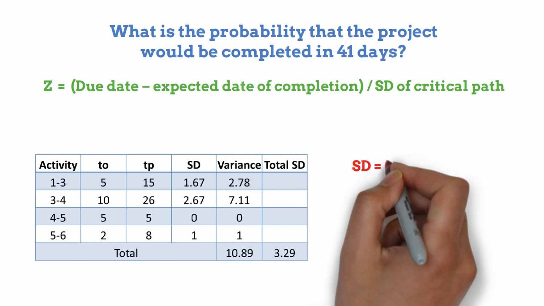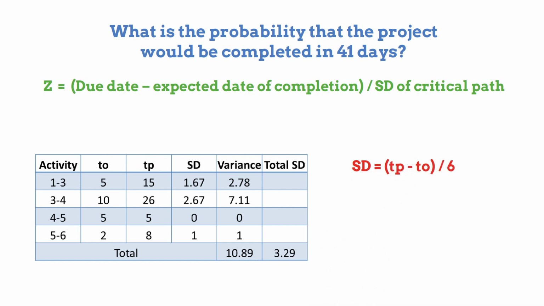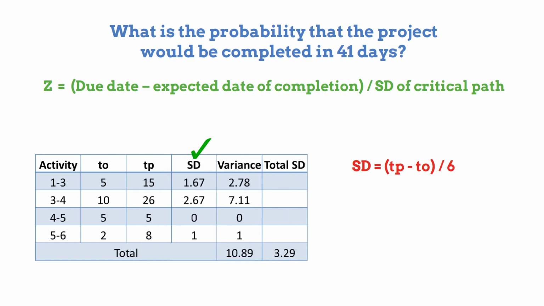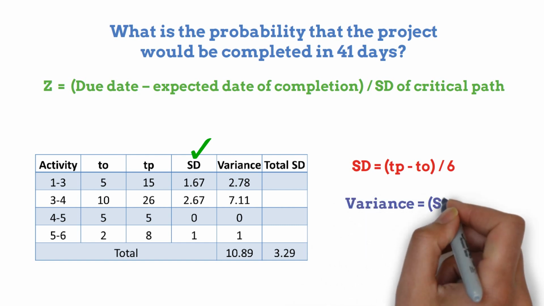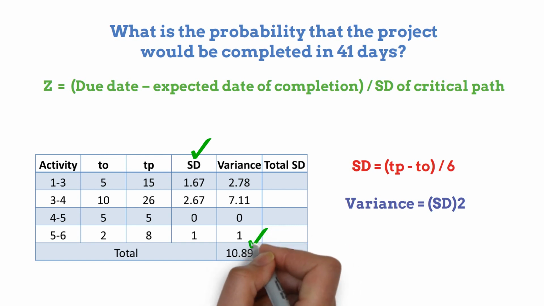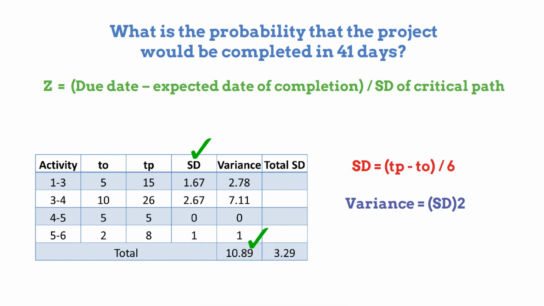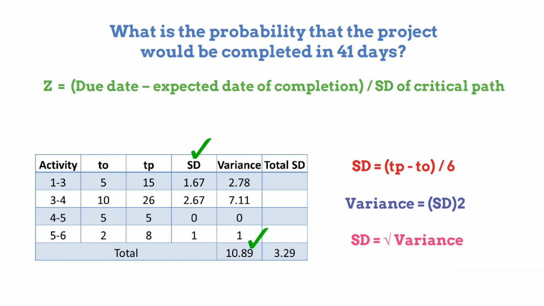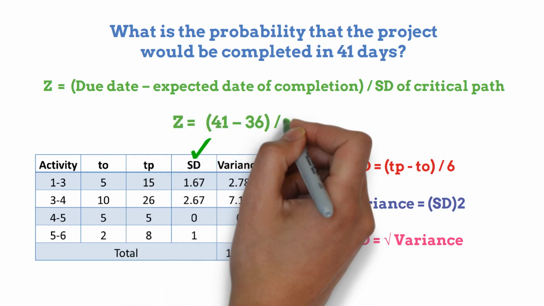The SD of the time is calculated with this formula. We have calculated SD for each activity. Then, we will calculate the variance for each critical activity. The variance is the square of SD. Now we will calculate the total variance for the critical path by adding variances of all the critical activities. Then we will calculate the SD of the critical path by taking the square root of the total variance. Now let us put the values in the formula.